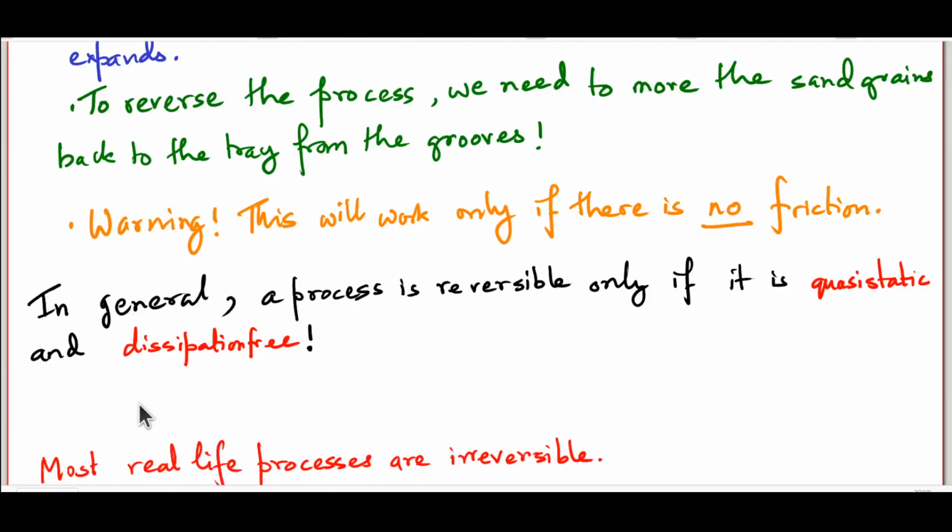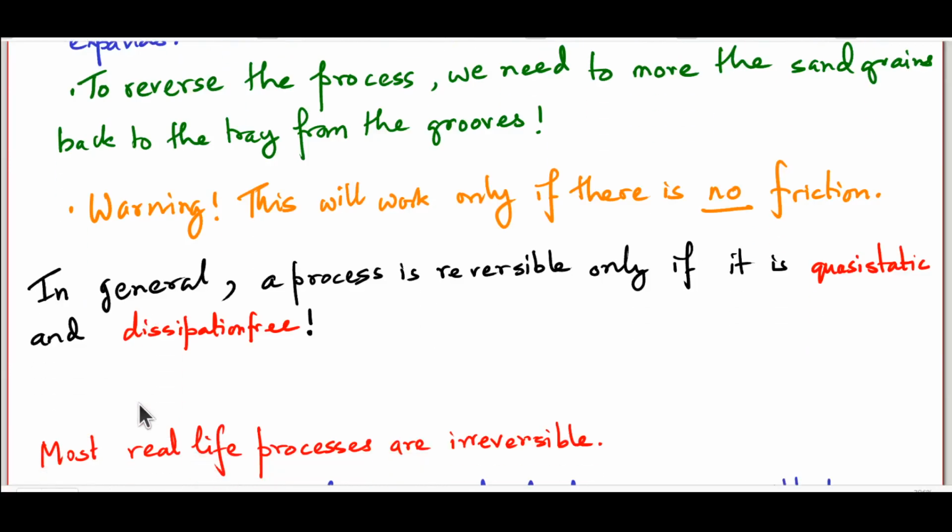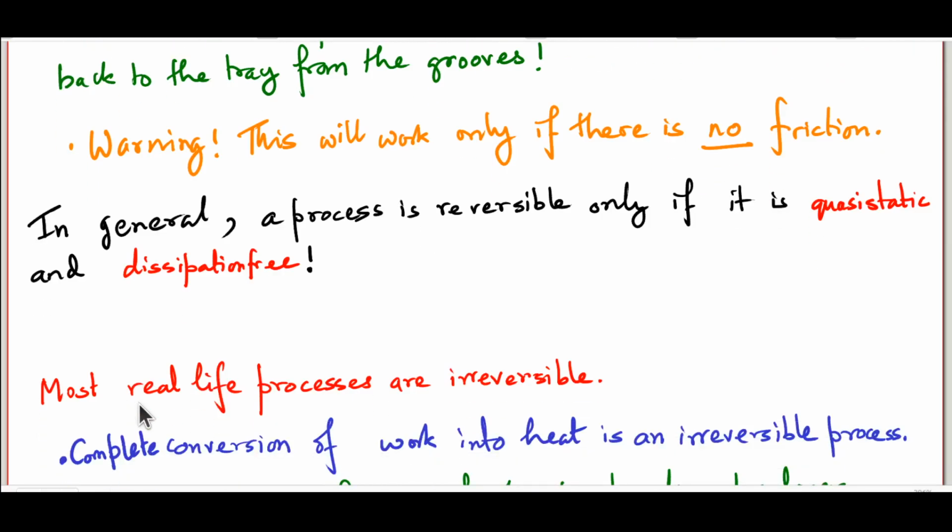Now, as we have said, most real-life processes are irreversible. Let me now give you a few examples. Some of them you have met already. For example, the complete conversion of work into heat, which occurs, for instance, when we just rub our hands together, is an irreversible process. You cannot turn it around and convert heat completely back into work without any other effect.